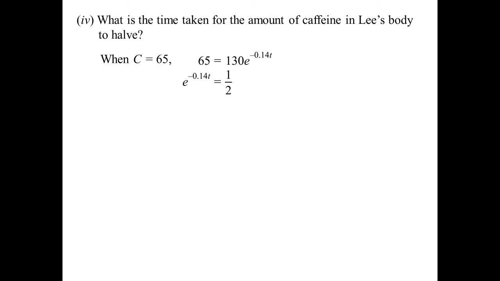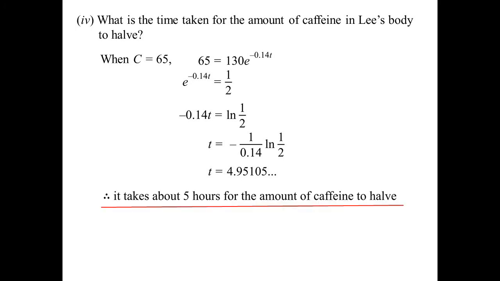So to undo the exponential, we log both sides. Notice it's the natural logarithm here because we're talking base e. There's the exact value, but I suppose we're more interested in an approximation for this one. So we get about 4.95105. So about 5 hours. It will halve.